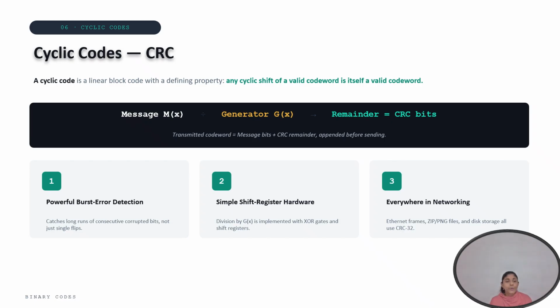What are the advantages of this cyclic code? First, it is a powerful burst error detection. The second one is simple shift register hardware. The third one, everywhere in networking, we are using only the CRC code. For example, in the Ethernet frame, zip files, PNG files for images, and disk storage, all actually use CRC only. In the shift registers, it also uses division by g of x. What is that g of x? The generator, implemented with XOR gates and shift registers.